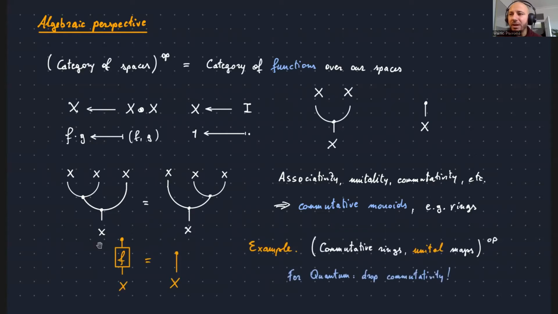However, remember this axiom. This kind of tells us that f of 1 is equal to 1. So this tells us that, for example, commutative rings and unital maps, opposite, is a Markov category. The unitality condition comes from enforcing this axiom, this yellow axiom here.